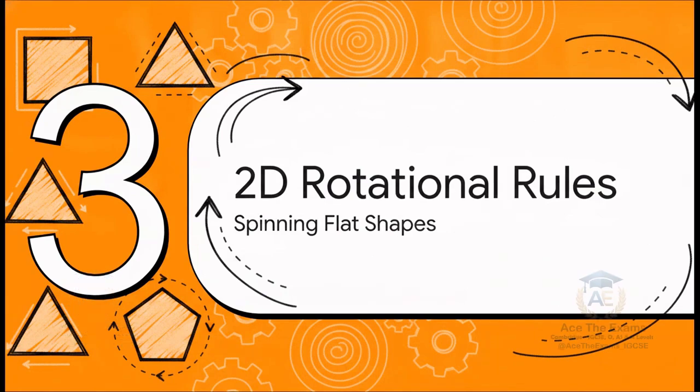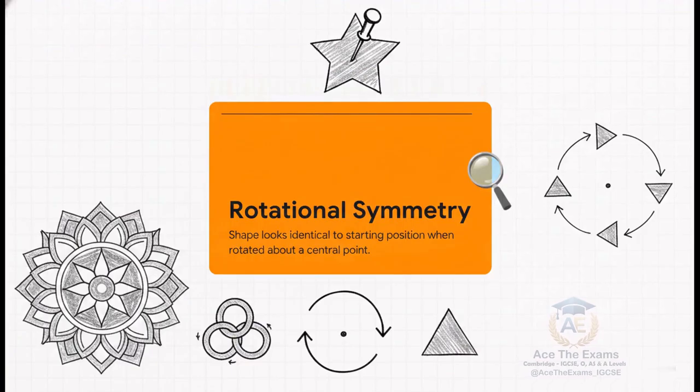All right, Section 3, 2D rotational symmetry rules. Now that we've got folding down, let's see what happens when we start spinning these flat shapes around. A shape has rotational symmetry if it looks exactly the same as its starting position when it's rotated. But notice the specific phrasing here. It's rotated about a central point.